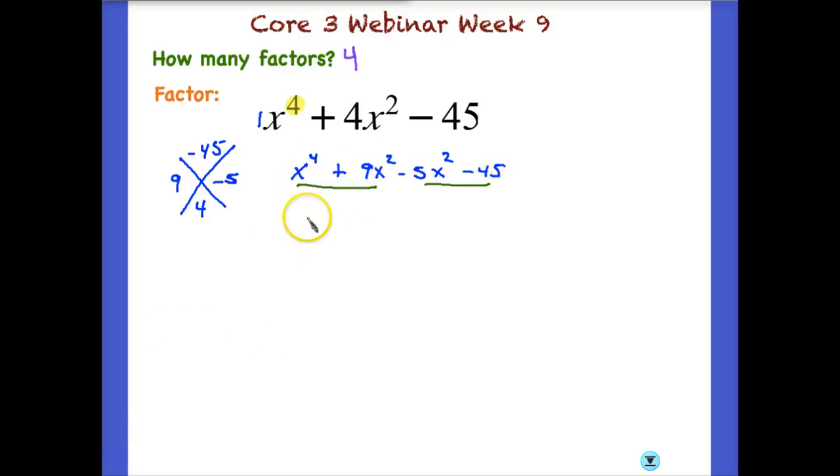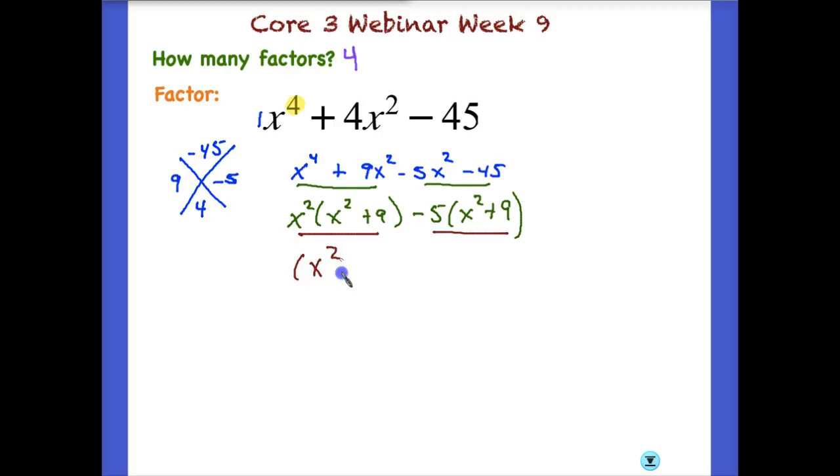In our first group, we go to our GCF. So that's why you guys have to be good with the GCFs: x squared plus 9. In our second group, we can pull out a negative 5 and also get x squared plus 9. And I know you guys said you felt pretty good with these, so I'm just going to go quickly. We end up with x squared minus 5 and x squared plus 9.